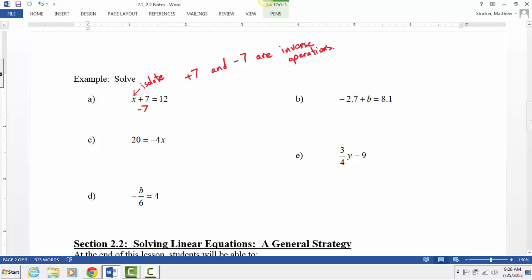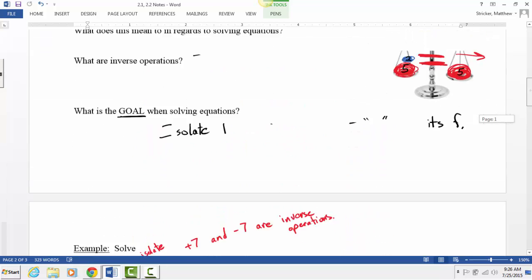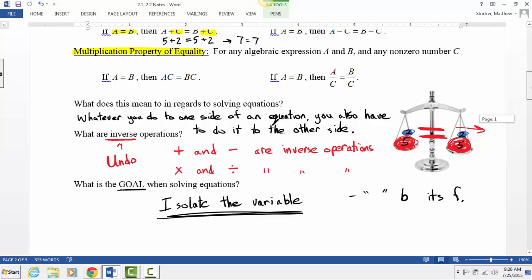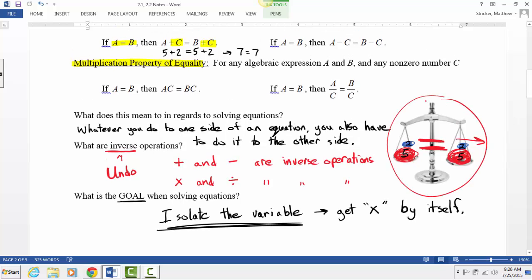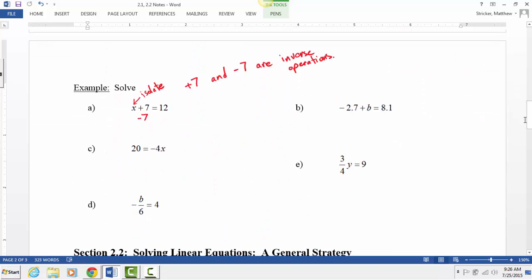Now, remember, let's slide back up here. Remember, with equations, we need to keep it balanced, meaning whatever we do to one side, we have to do to the other side. So if I subtract 7 on the left, I need to subtract 7 on the right. Need to do it to both sides.